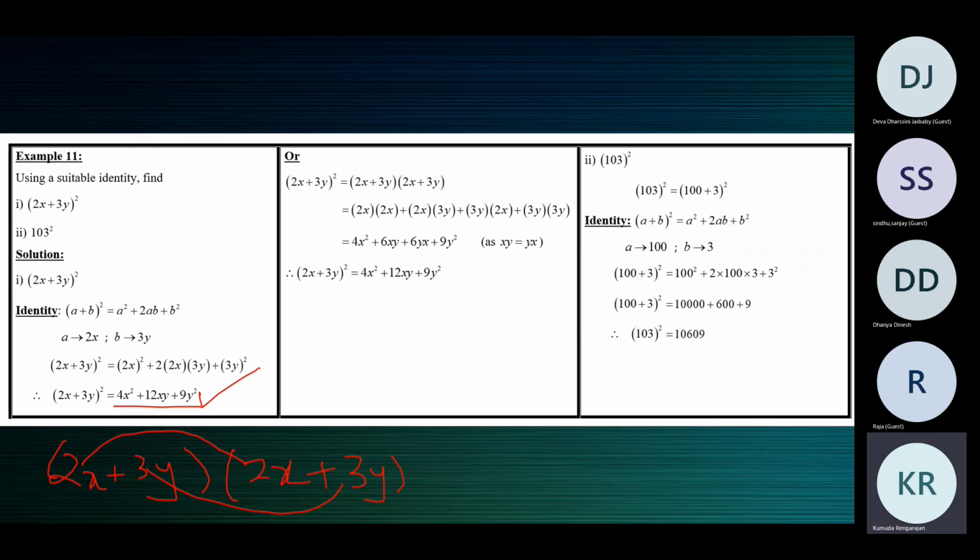I worked it here for you. You should not do it like this. I've put "or" here, not that for this answer you can work like this. This is the meaning: if no heading was given, that is if it was only "find", if it was not mentioned using a suitable identity, simply they say find, then you can do it like this also.